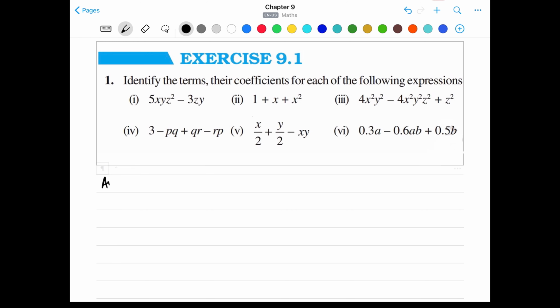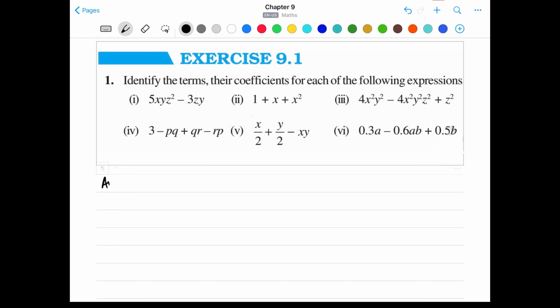Okay, so we'll write terms here are 5xyz square and minus 3zy. Then we'll write here coefficient. Okay, coefficient for this term is 5 and the coefficient of this second term is minus 3. Okay, in a similar way you can write it for the other expressions.